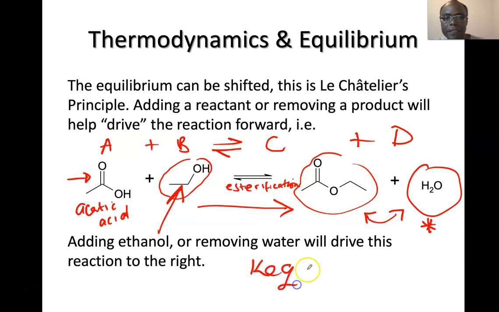In which case the Keq will be greater than 1. So removing the product or adding a reactant will favor and drive the reaction forward. Keq will be greater than 1.